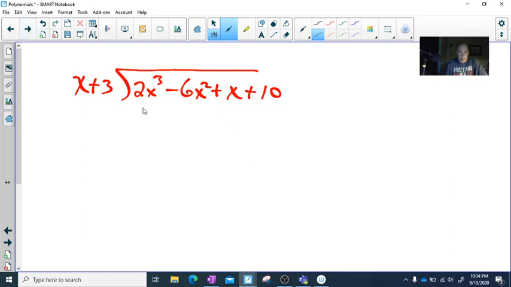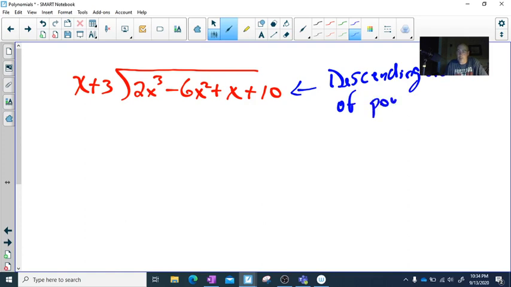All right, so one thing that didn't happen in either of these examples, but you're going to have to watch for eventually, is that both the divisor and the dividend, what you're dividing into, have to be in what's called descending order of power. What that means is they have to be in order from highest to lowest exponent. If they are not, you'd have to rewrite it so that they are. So for example, if this 2x cubed had been stuck over here at the end and the 10 was at the front, you couldn't write it that way under your division symbol.